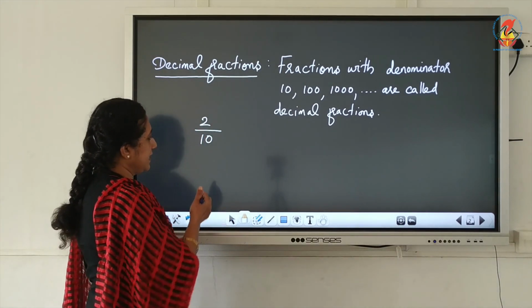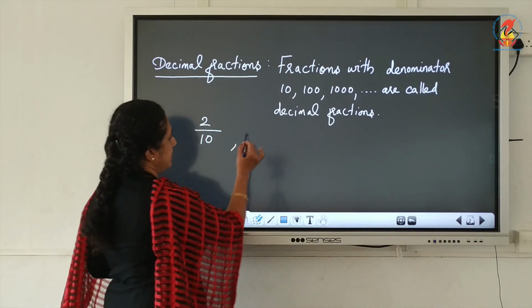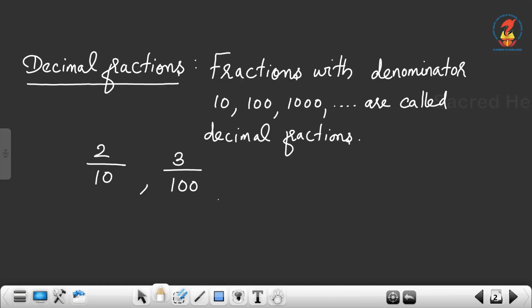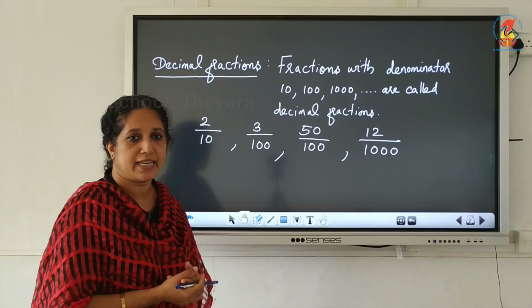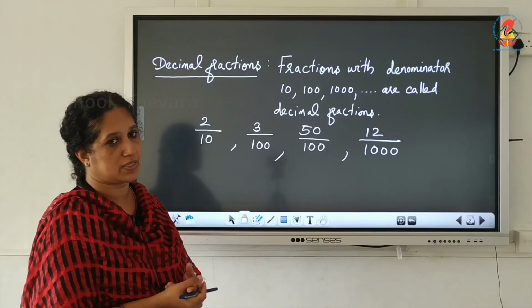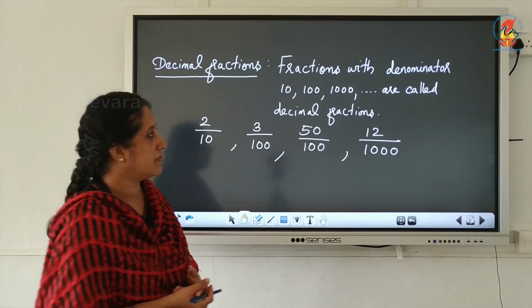Then 3 by 100. How many hundreds are there? 3 hundreds. 50 by 100. The denominator is 100. Then 12 by 1000. So, all these we can call what type of fractions? Decimal fractions. Fractions with the denominator 10, 100 or 1000 we can call decimal fractions.